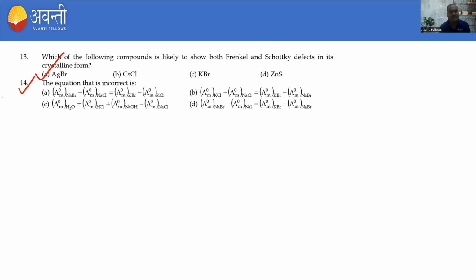That is, the equation that is incorrect. So you have to identify which of the following equations is correct. So if you want to calculate the molar conductivity of NaBr, right? So this question is from Kohlrausch's law, right? And you need to identify the incorrect statement out of the following. Okay. So let's find the incorrect option out of the following. Right. So move to the next question.